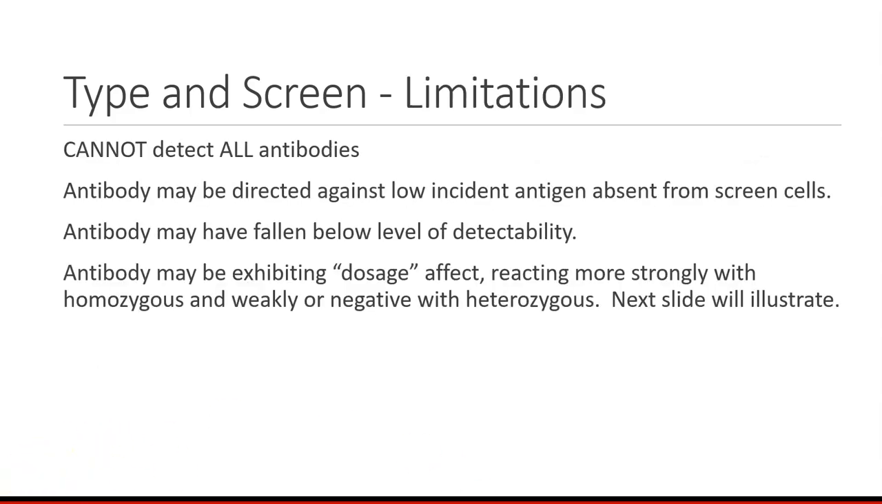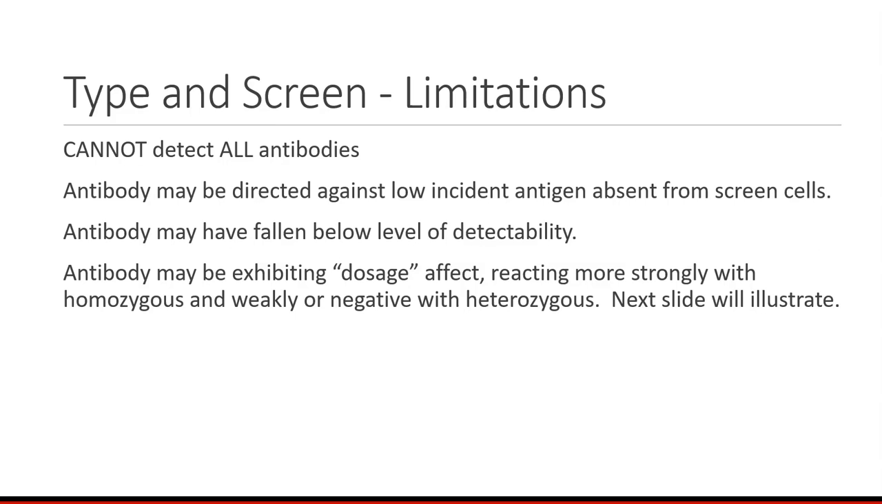You must memorize the limitations of the type and screen. It cannot detect all antibodies. The antibody may be directed against a low incidence antigen that's absent from the screen cells. For example, the patient has an anti-Cw and the screen cells are negative for Cw. The antibody may have fallen below the level of detectability, and this is not uncommon.